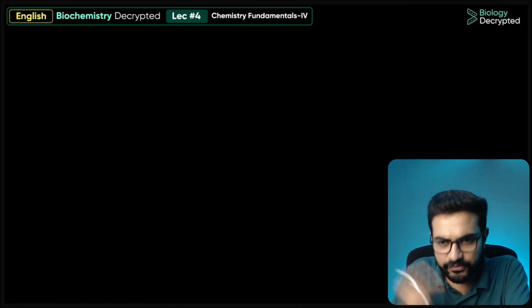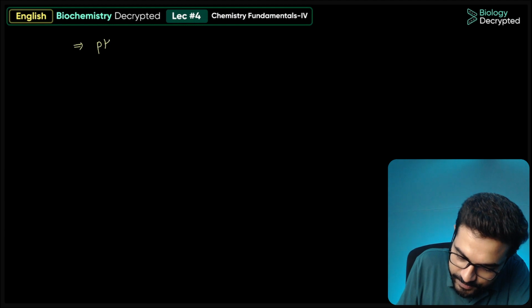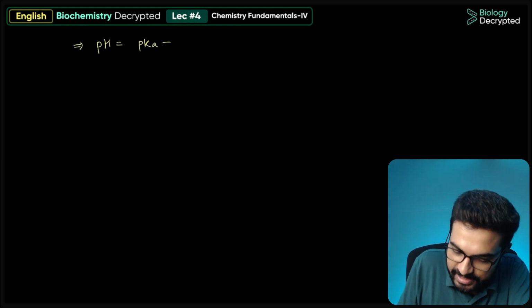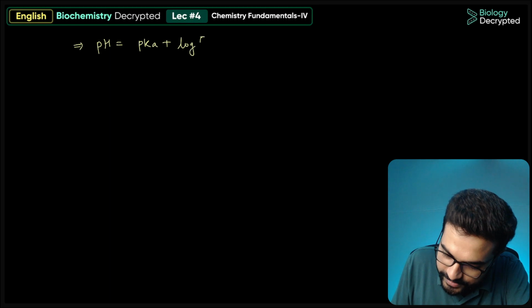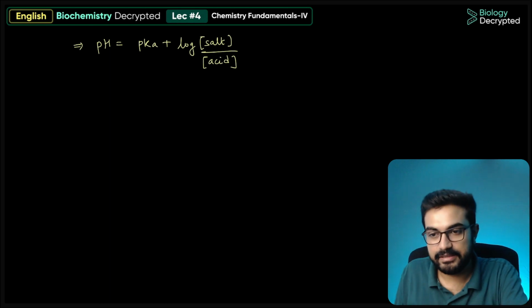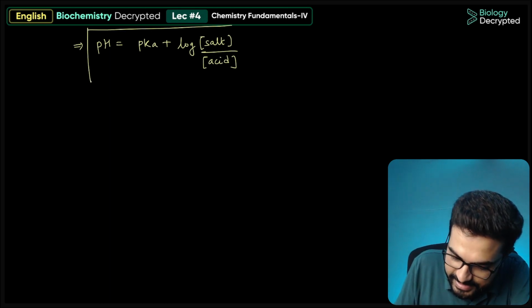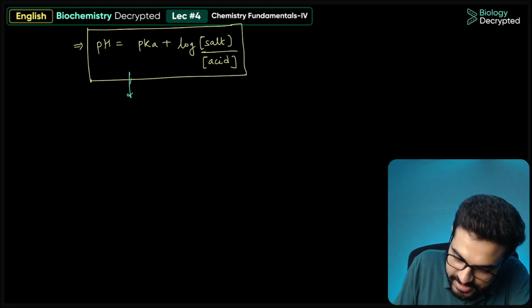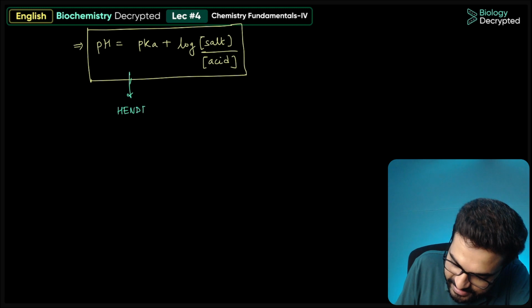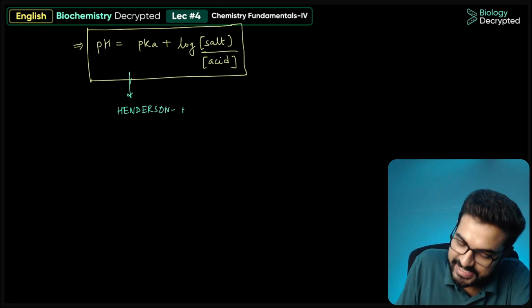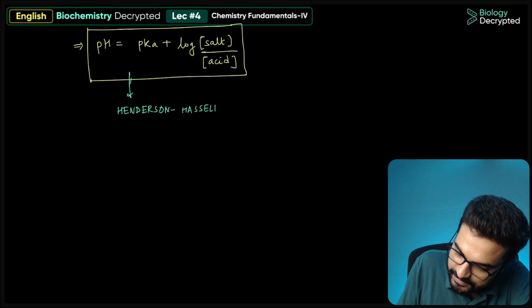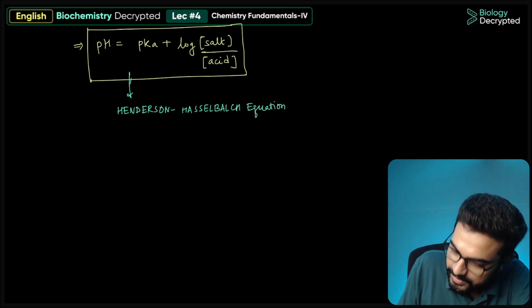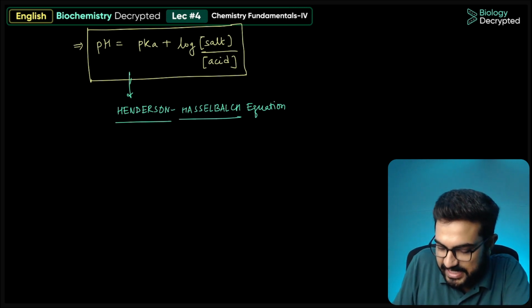Now, if we try to rearrange, we can write pH is equal to pKa plus log of the concentration of salt upon the concentration of acid. So this is a very important equation, and this equation is known as the Henderson-Hasselbalch equation. This is the famous Henderson-Hasselbalch equation.